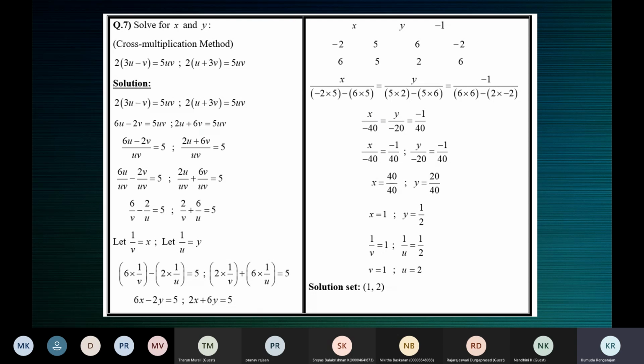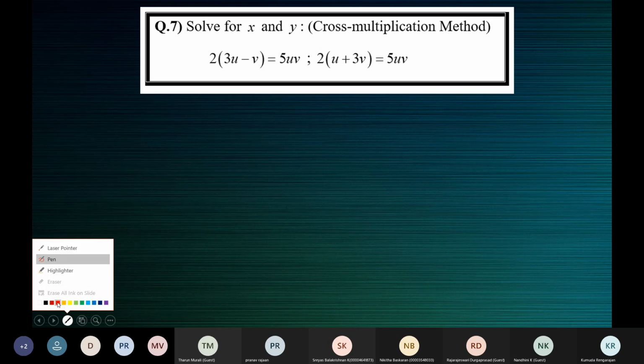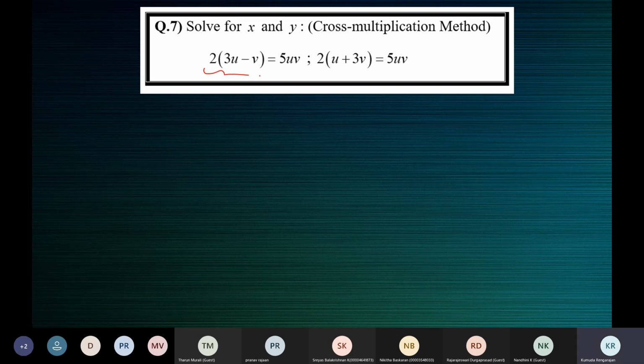Yes, children. So solve for x and y using the cross multiplication method. Sometimes the method is specified, sometimes it is not specified. So here it's specified, you should use the cross multiplication method. See the equations given to you. These are the 2 equations. This is one equation and this is the other equation.